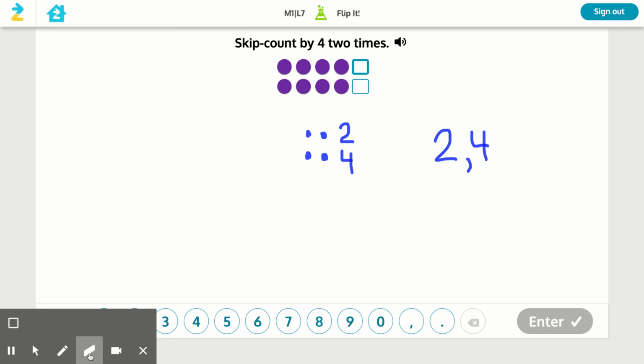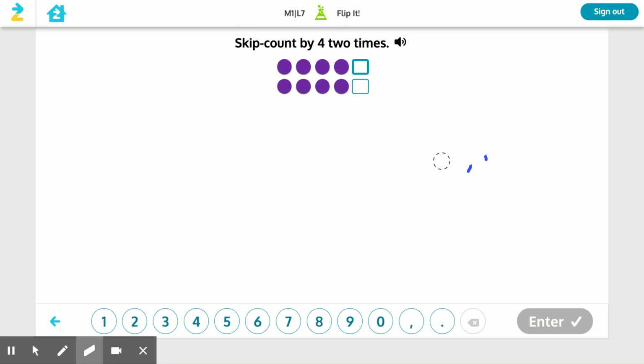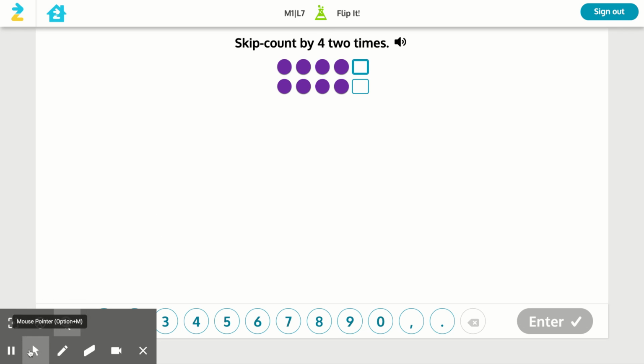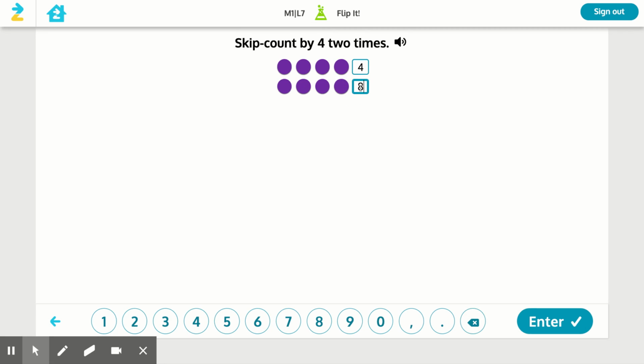So at this time in your Nearpod, please write the numbers that belong at the end of each of these boxes, box 1 and box 2, if I am skip counting by 4. All right, let's see how you did. If we were skip counting by 4, at the end of the first row, we would have the number 4. At the end of the second row, we would have the number 8.